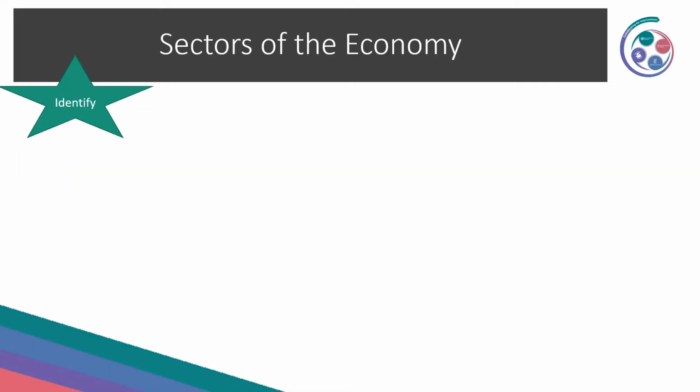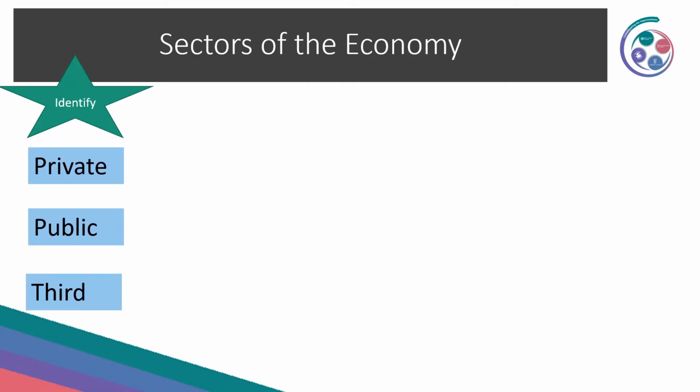Okay, the first thing that we're going to look at is the sectors of the economy. In the last section, we looked at the difference between the sectors of the economy and sectors of industry. All you need to remember is that this time it's the sectors of the economy, or business sectors, that is coming up. The first thing you might be asked to do is identify them. If you remember back, identify the sectors of the economy, we are looking for private, public, and third. The next thing you might be asked to do would be to describe them.